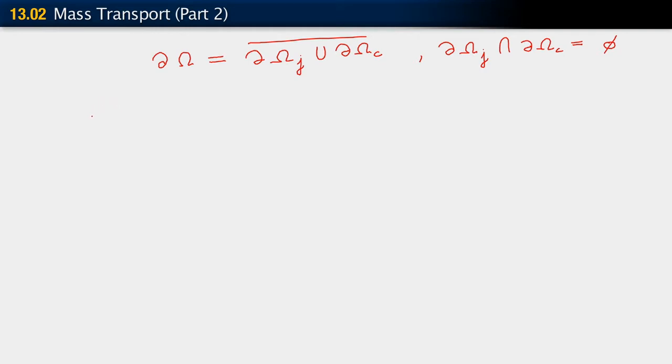So we start out with the rate of change with respect to time of the total number of particles, integral of c dv, equals integral over omega of the source term, which tells us how many particles are being supplied per unit time per unit volume, minus integral over the entire boundary of our unit outward normal flux, da.